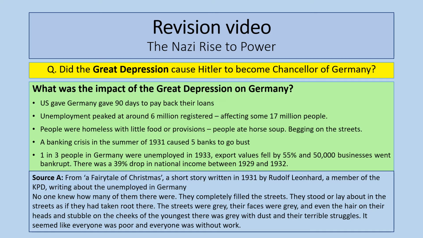We talked about the banking crisis before, but some nice stats to remember. 1 in 3 people in Germany unemployed at the start of 1933. Export values fell by 55%. 50,000 businesses go bankrupt. 39% drop in national income between 1929 and 1932. So it had a really bad impact, but you've got to think, many of these people might have gone on to support the communists, and of course we know that the communists increased their seats by 1932 up to 100 seats. So why did people vote for the Nazis?